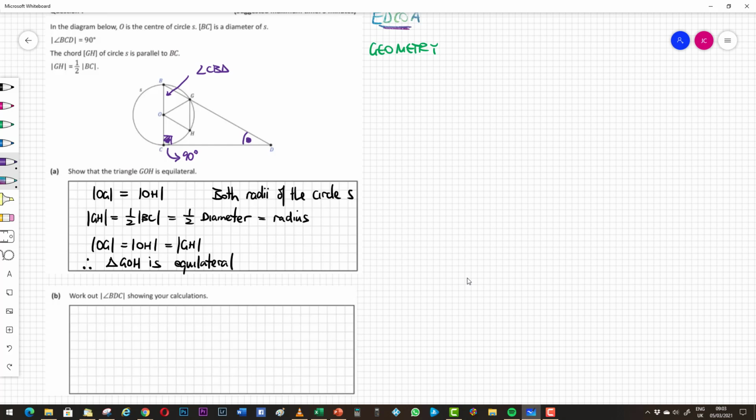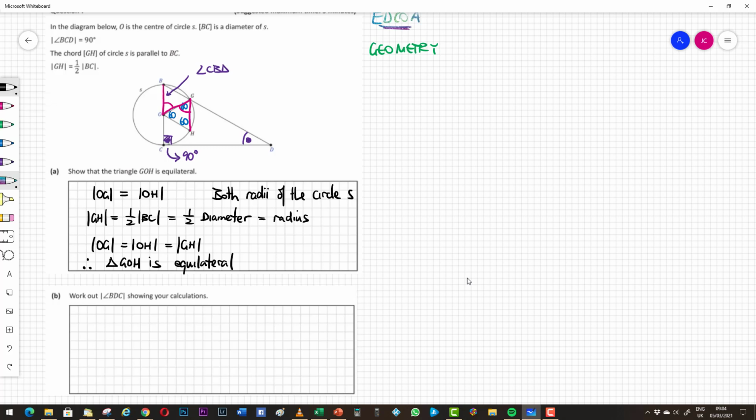So the first thing that I'm going to do is I'm going to put in the 60 degrees for my equilateral triangle. And I've been told that GH and BC are parallel. And if they're parallel, that means that I have alternate angles BOG and OGH. These angles are alternate. So BOG is 60 degrees.